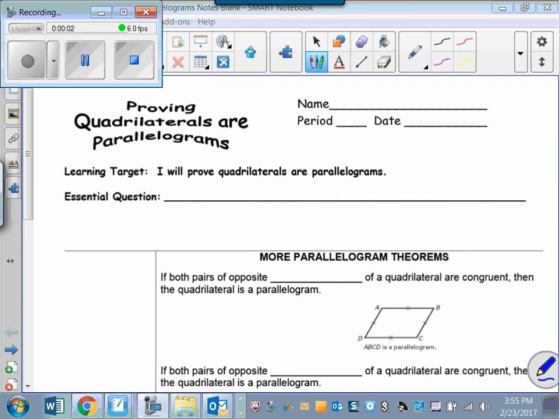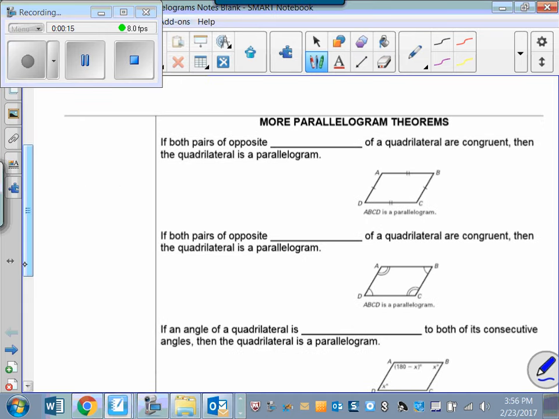This is our third lesson in our unit on polygons, and today we're going to learn several more theorems that will help us to prove whether or not quadrilaterals are parallelograms. So here we go. Let's start looking at these theorems.